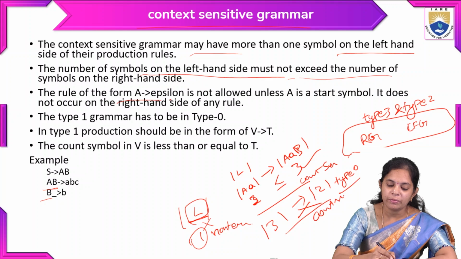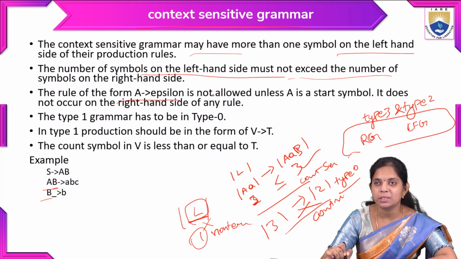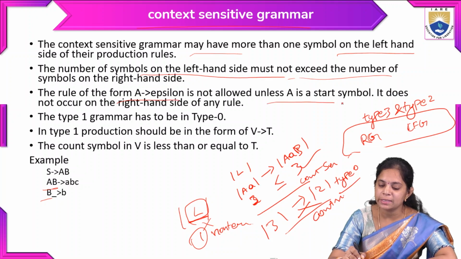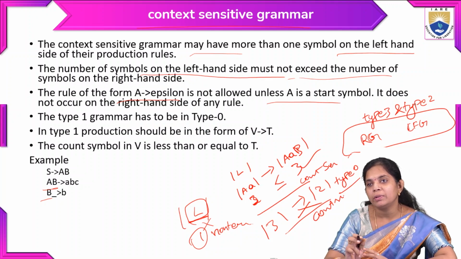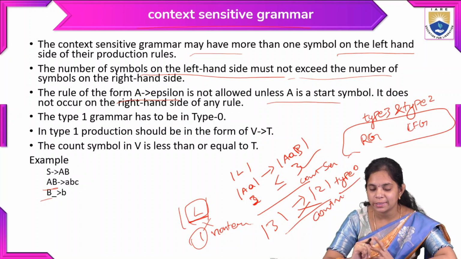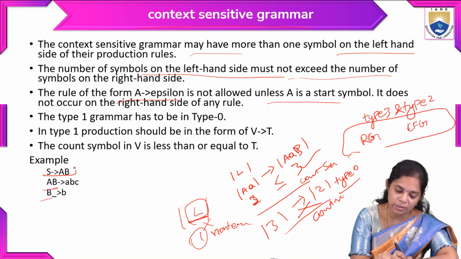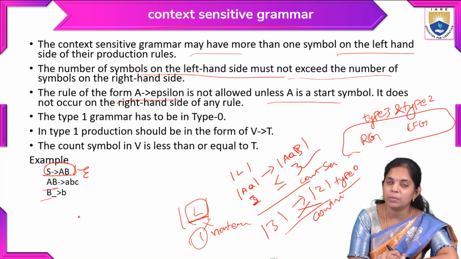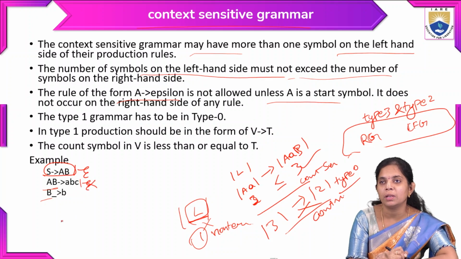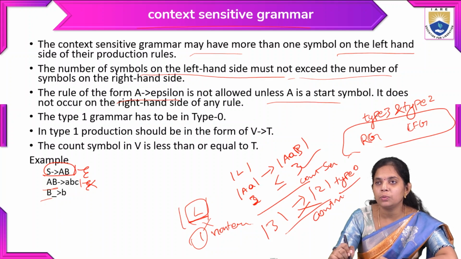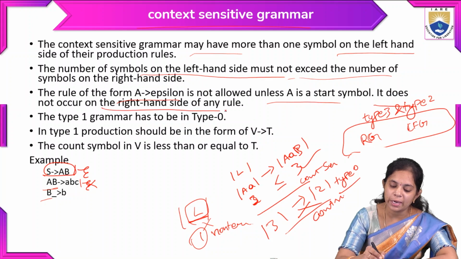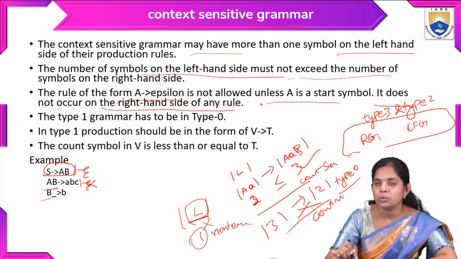And a rule of the form A tends to epsilon is not allowed unless A is the start symbol. Whenever A is the start symbol, we can allow the epsilon symbol; in other cases we can't allow it. This is the point we need to note in the context sensitive grammar. The start symbol must not occur on the right hand side of any rule. So only for the start symbol do we allow the epsilon symbol.